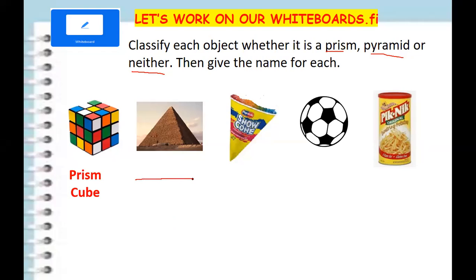So you should know, is it pyramid or prism? And give me the name. Pyramid or prism? Give me the name. Pyramid or prism, or neither? Then give me the name. Pyramid or prism or neither, and give me the name. Okay? Answer it and submit.